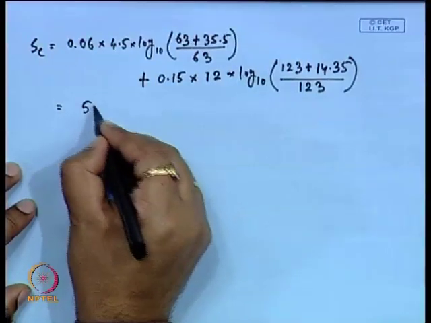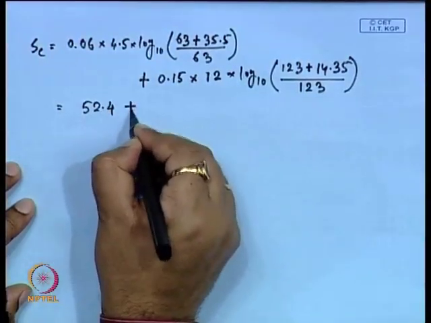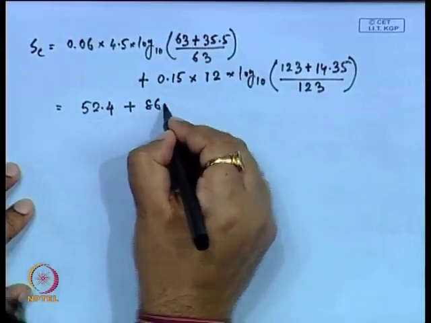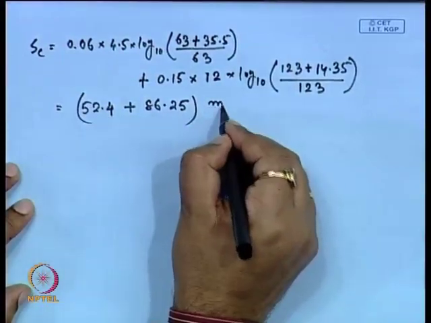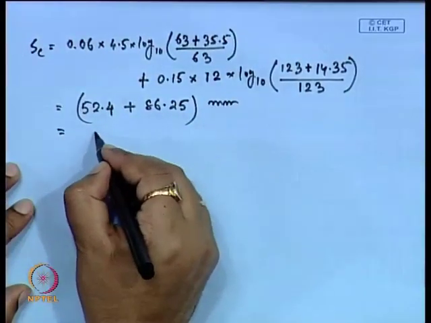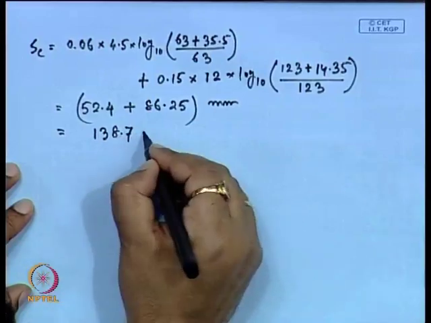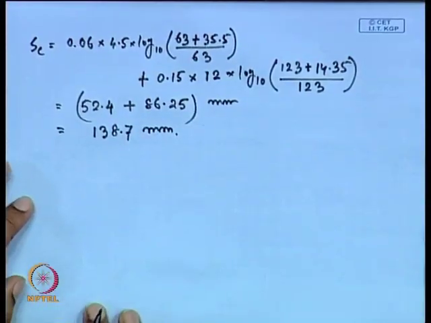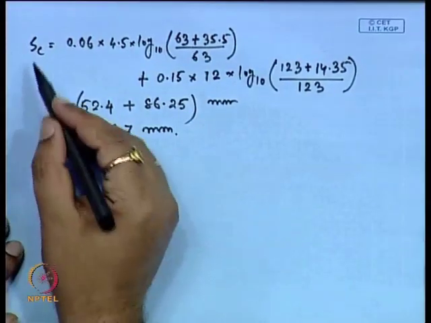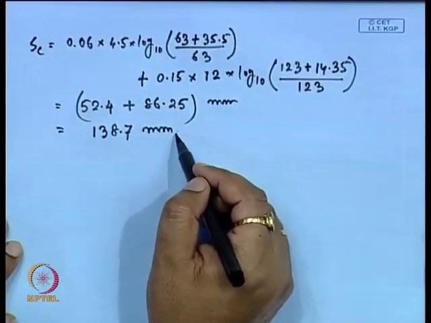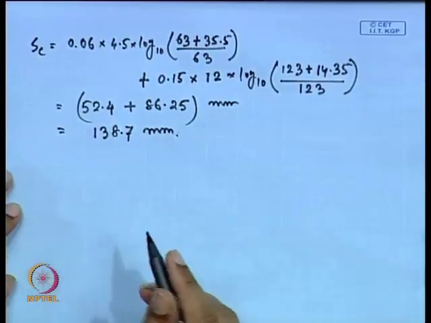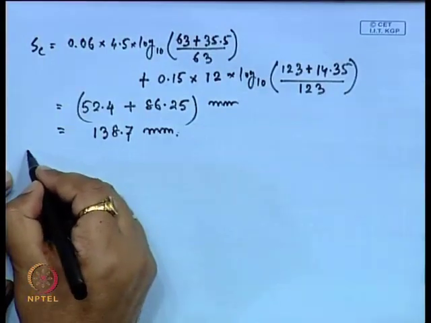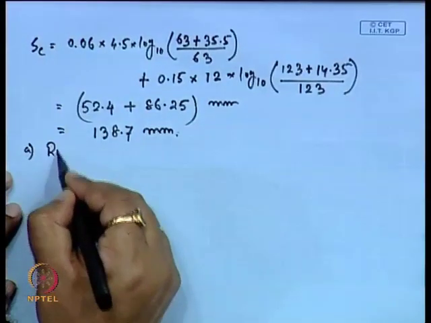So this value comes out to be 52.4 millimeter plus 86.25 millimeter. The total value is 138.7 millimeter. This is the consolidation settlement of the soil without any corrections. Now, what are the corrections that we apply? Again, the first correction is the rigidity correction.